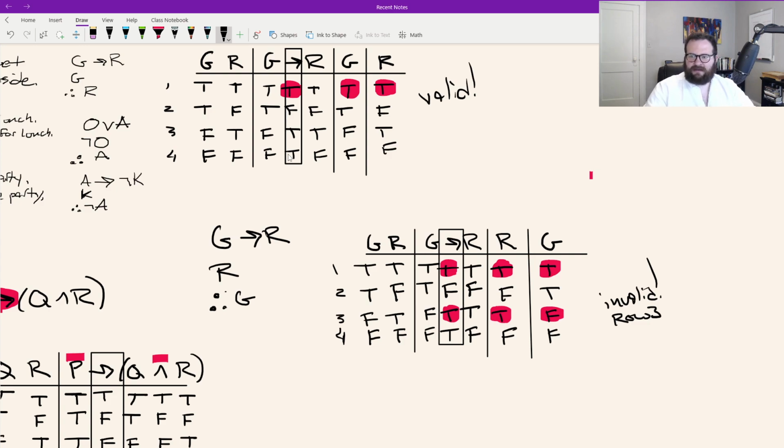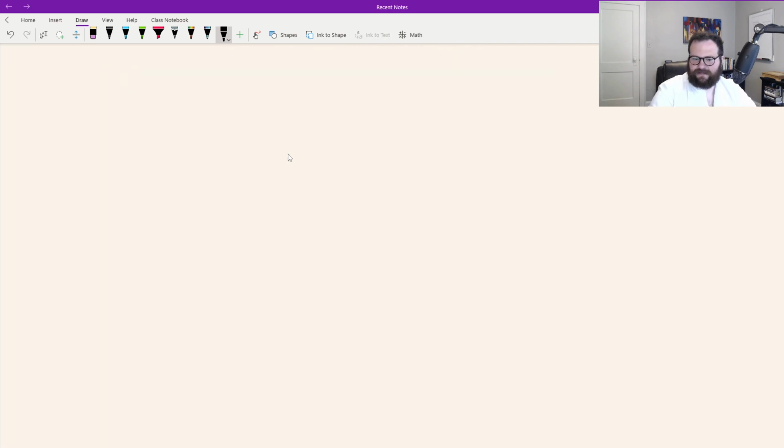All right, now that you have all of these basic elements, let's do one slightly more complicated example of checking for validity using a truth table, okay? So let me get rid of all of this, and we can start fresh. Let's go fairly complicated. Let's say we have A and B, then C.